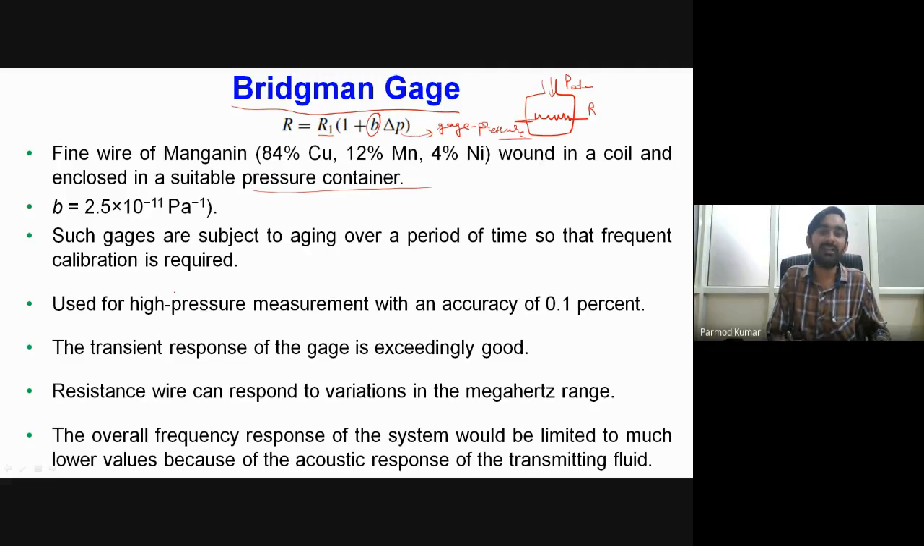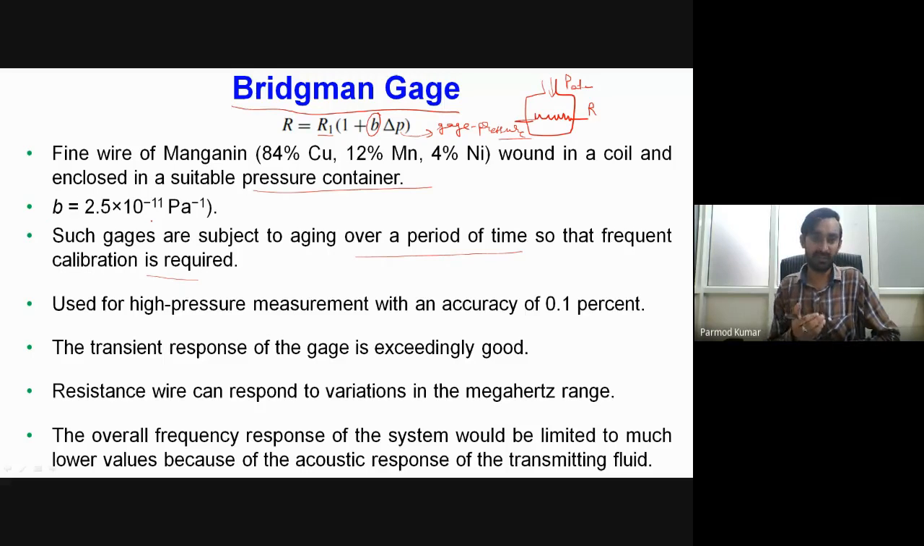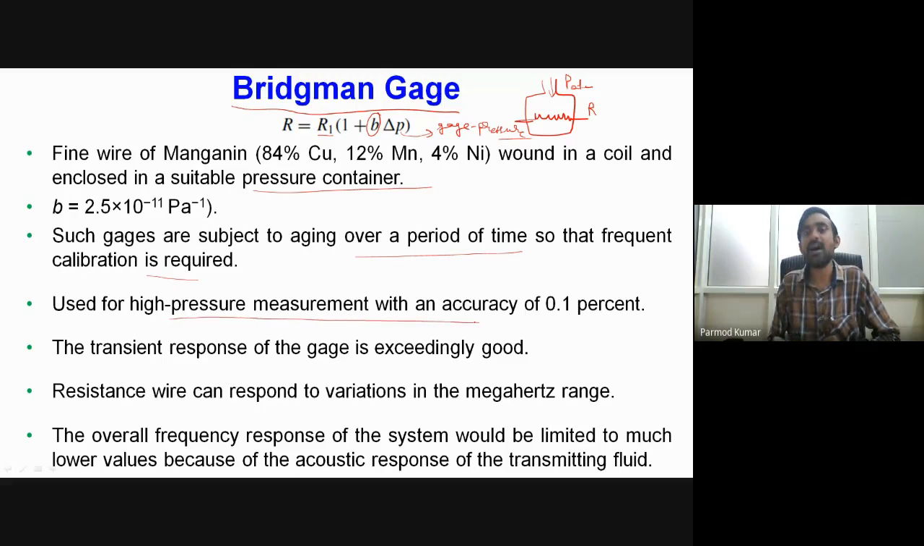Now these types of gauges are subject to aging over a period of time, so they require frequent calibration. From time to time their change in resistance capability will change, so the value of constant B will no longer be applicable after a certain period of time. So we need to recalibrate it in order to obtain a new coefficient. This type of gauge is mainly used for measurement of high pressure, because if we have a larger change of pressure, that leads to a significant change in resistance.